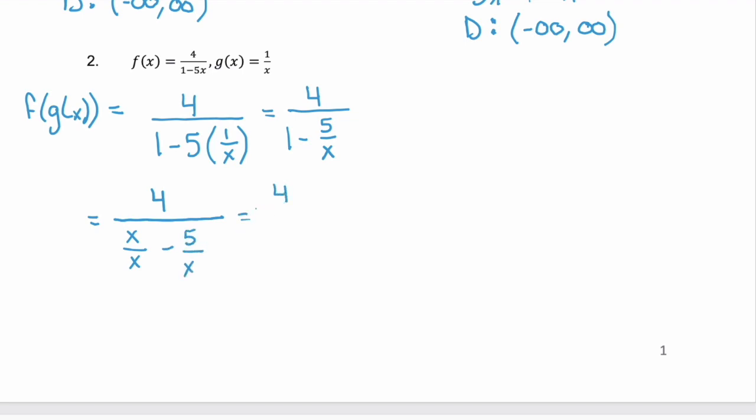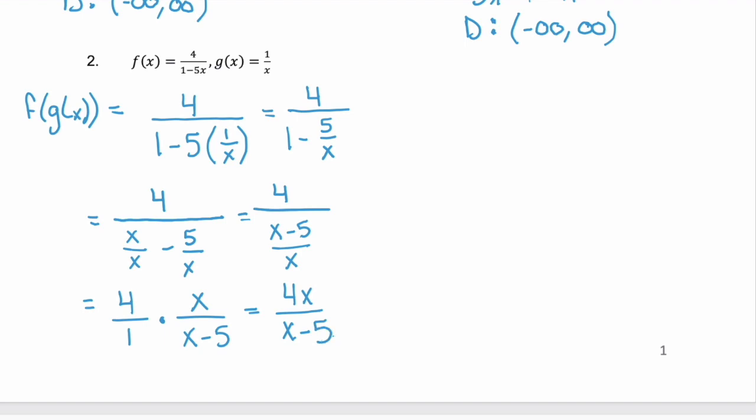Then we can combine the denominator fractions to get (x minus 5) over x. The numerator is the same as 4 over 1, and we can multiply that by the reciprocal of the denominator, which is x over (x minus 5). And we get 4x over (x minus 5).